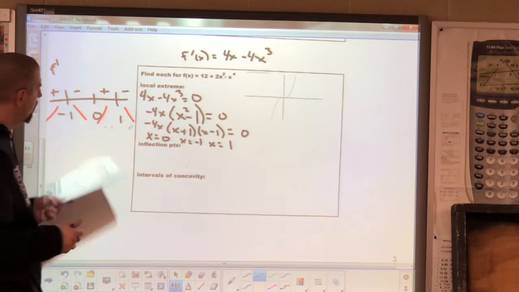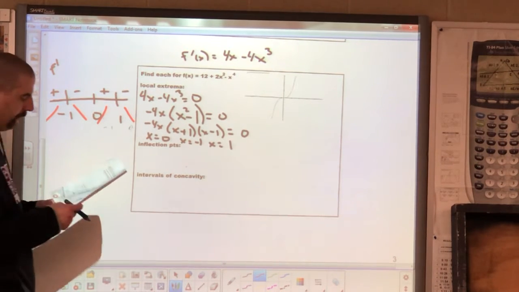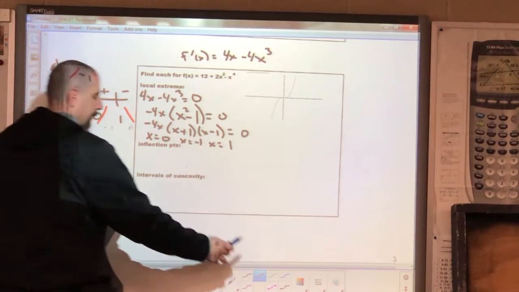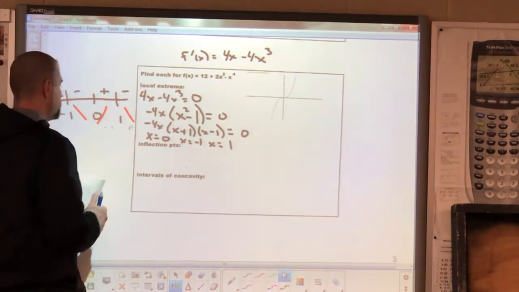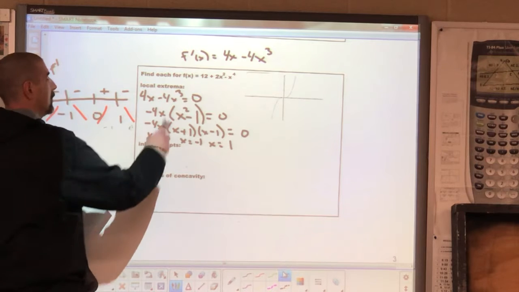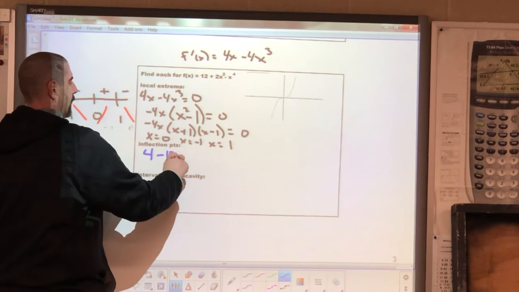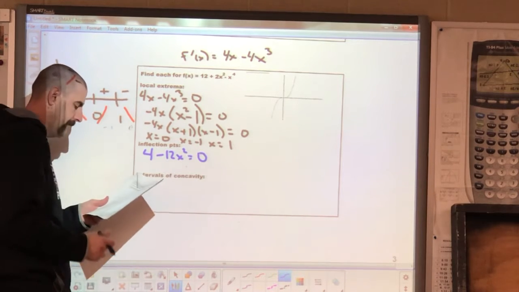Okay, everybody got that. So then we're going to find our inflection points. To find our inflection points, take the second derivative and set it equal to 0. So I'm going to take the derivative of that, so you're going to get 4 minus 12x squared, set it equal to 0.